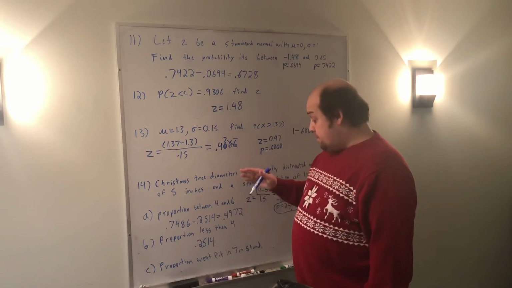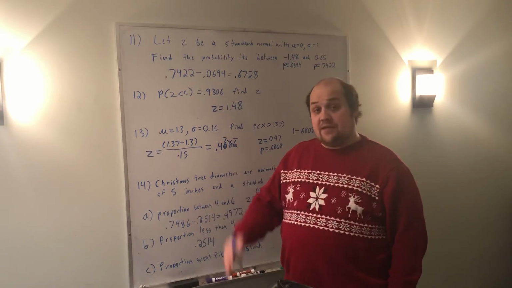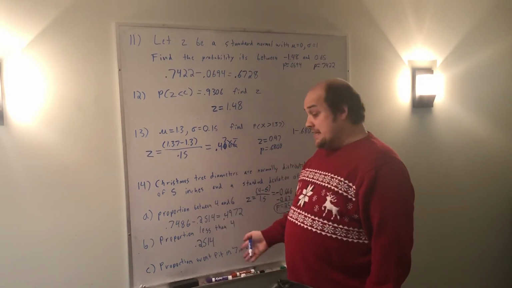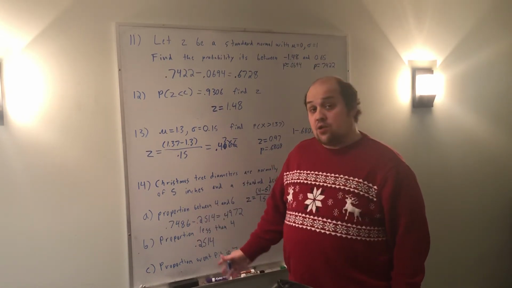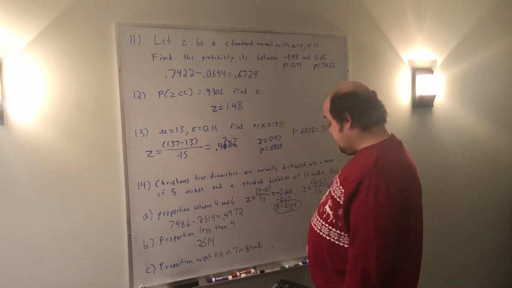For the last one, it's worded a little weird, and I know it tripped people up the first time they saw it, but really what you need to take out of it is you're looking for ones that are too big to fit into the tree holder. This says your tree holder is 7 inches, so we're looking for the probability we get something with a diameter greater than 7 inches.